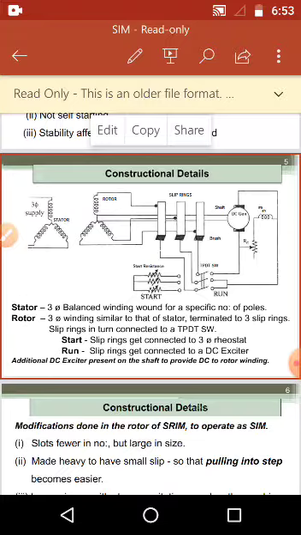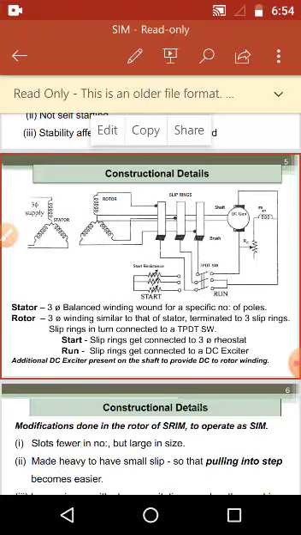This TPDT switch has two positions: one is the start position and the other is the run position. Also, you can see a DC generator which is coupled to the rotor of our synchronous induction motor. So, that is our circuit. Now, let us explain the working.